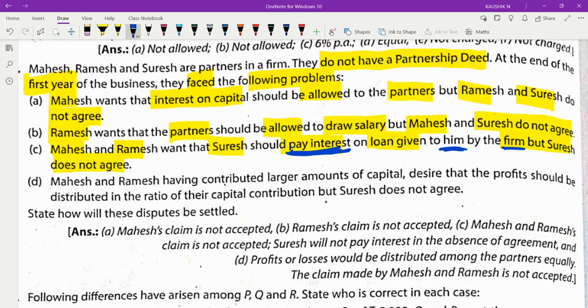So the claim put forward by Mahesh and Ramesh on the Suresh loan is not acceptable, or it won't be permitted, it won't be provided. Able to understand? Okay. Now comes the next one. What is the next one?